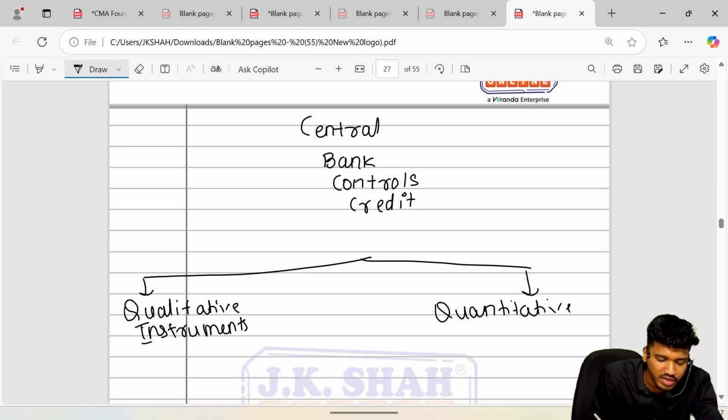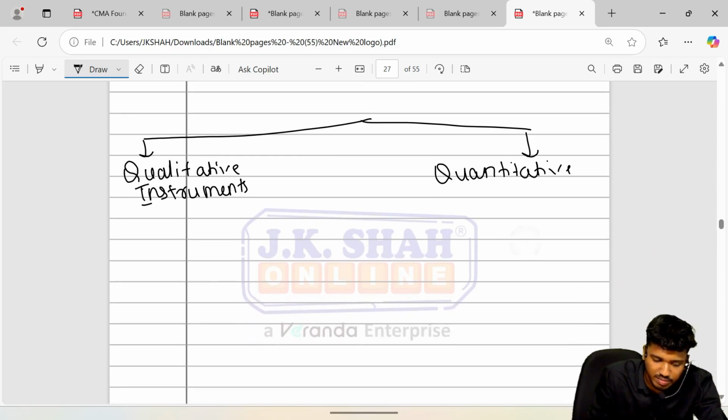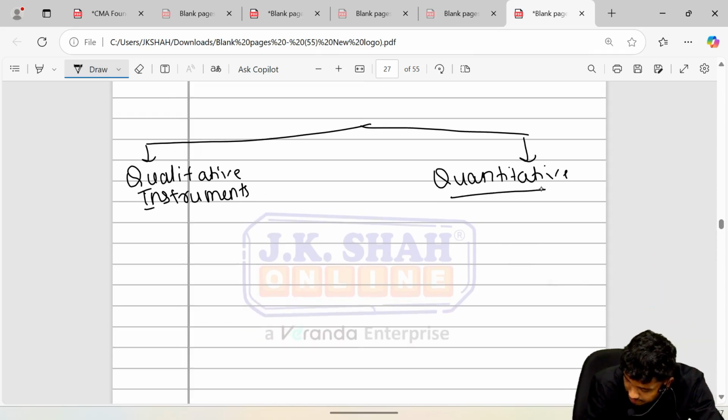Now what is qualitative? Now what is quantitative? We'll have to see. चलो करते हैं. First we'll start, that is bank rate. First है bank rate.